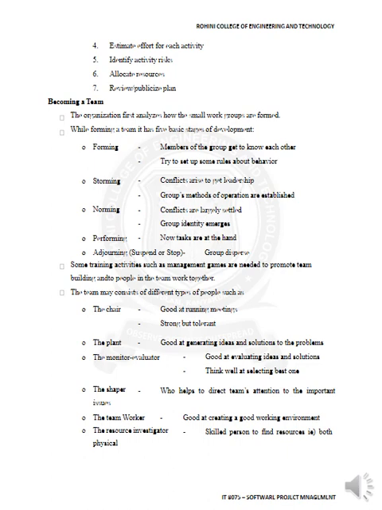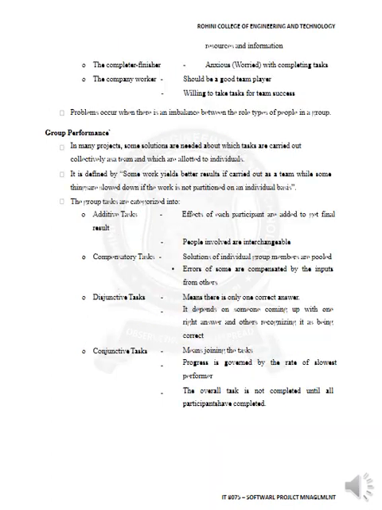The team consists of different types of people, such as the chair, strong but tolerant; the plant, good at generating ideas and solutions to problems; the monitor or evaluator, good at evaluating ideas; then the shaper, who helps to direct the team's attention to the important issues; the team worker, who creates a good working environment; the resource investigator, a skilled person at finding resources, physical resources and resources for information; the completer finisher, anxious about completing tasks. The company worker should be a good team player, willing to take on tasks for team success.